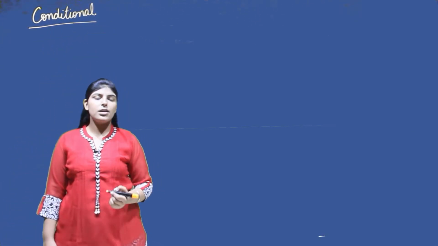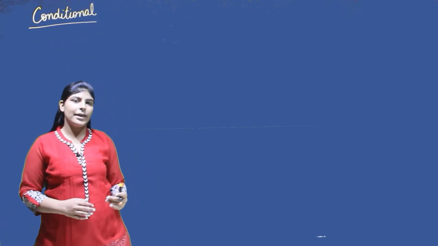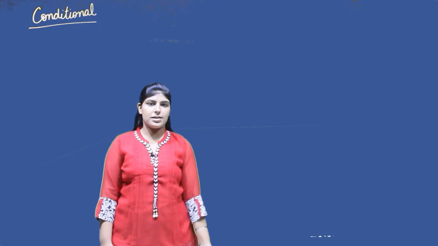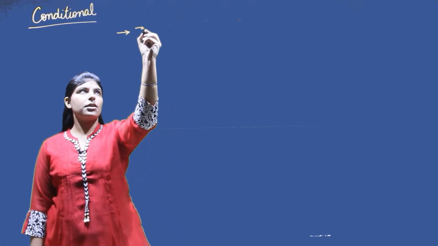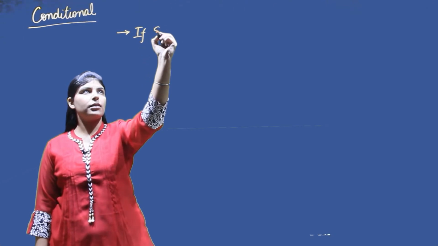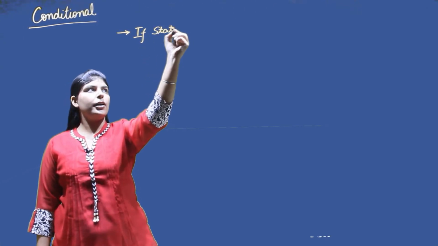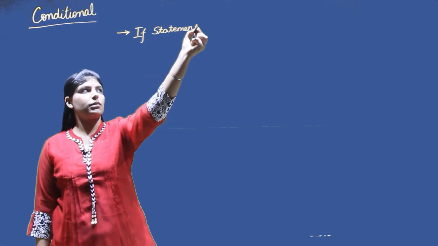Conditional statements or decision-making statements evaluate an expression and based on the result of that expression, decide which statement is to be executed. In Java, we have two types of conditional statements. We have if statement and we have switch statement.